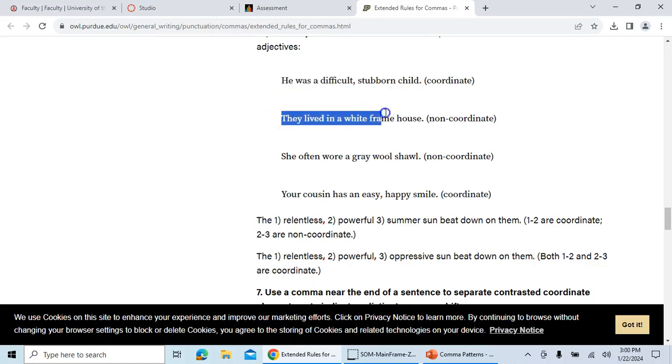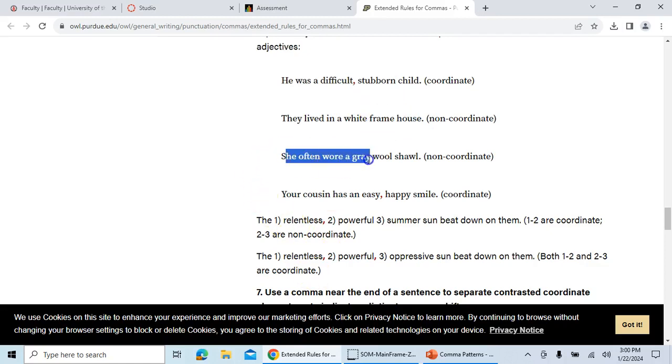They lived in a white frame house. So this is describing the type of house it is. A frame house is a type of house. So even though these are both adjectives, the white has to go first, frame has to go second, so we're not going to put a comma between those two.